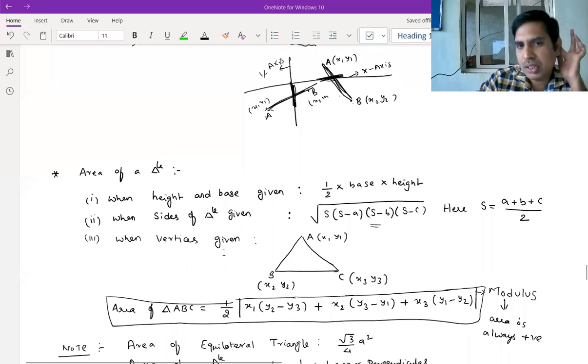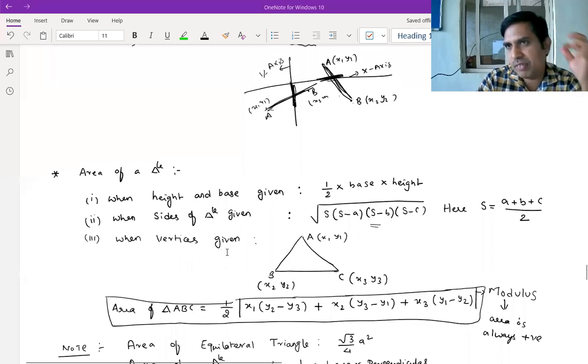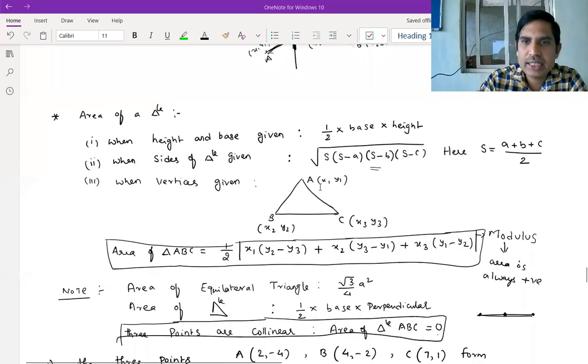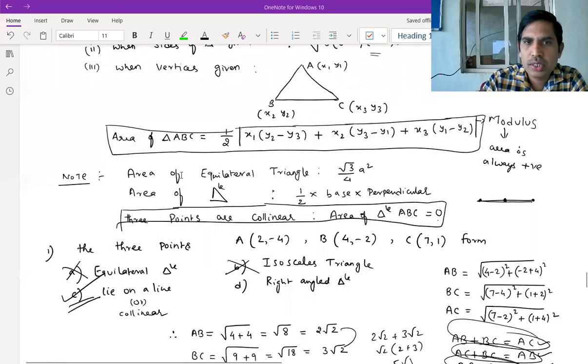This is the formula we have to use maximum times, when vertices are given. When the vertices are A(x1, y1), B(x2, y2), C(x3, y3), then we can find the area of the triangle. The formula is half modulus of x1 into (y2 minus y3) plus x2 into (y3 minus y1) plus x3 into (y1 minus y2). We consider the modulus because if we get a negative value, it becomes positive. This is useful for objective purposes.